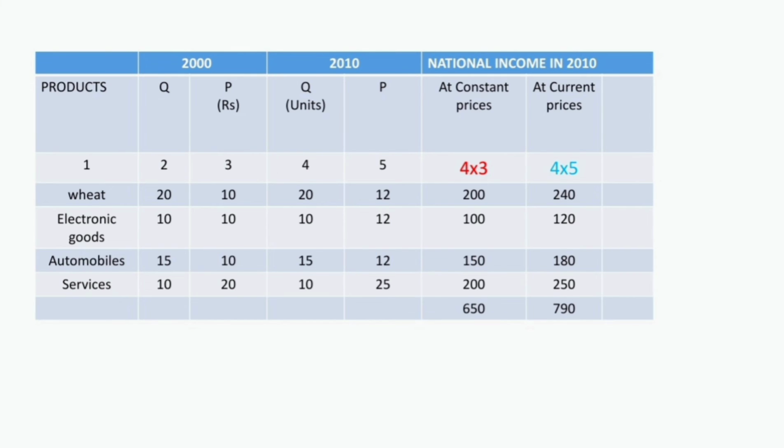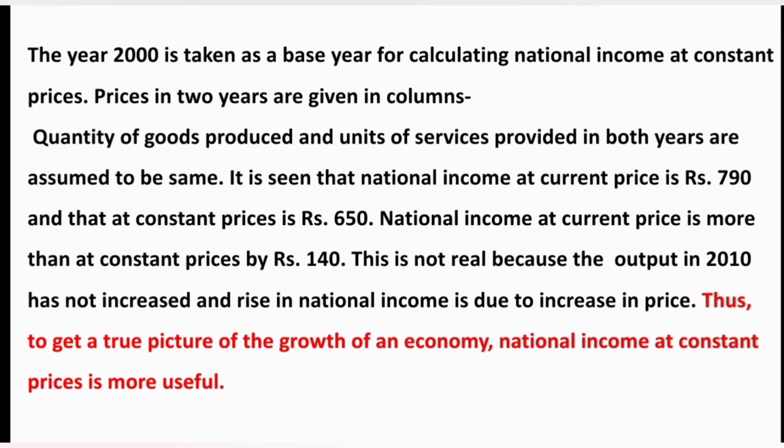What about current prices or nominal national income? It is price into quantity of the current year. That is price of the current year, quantity of the current year. We can see that it is 240, 120, 180 and 250. So the total is 790. It is not a true indicator of economic development because what is the reason? When we take the year 2000 as the base year for calculating national income, quantity of goods produced and units of services provided in both years are assumed to be the same.